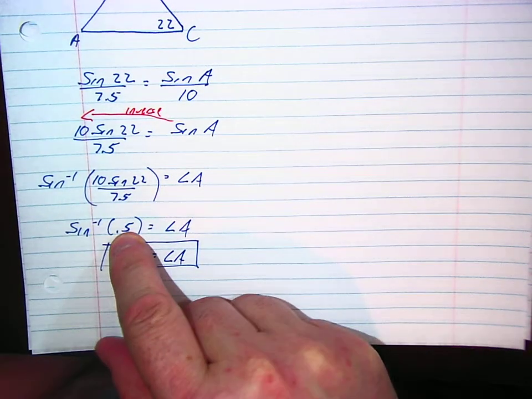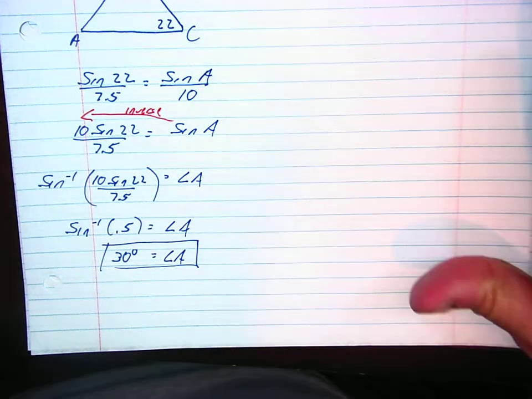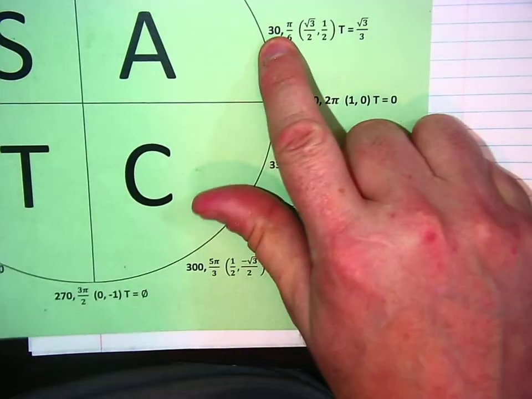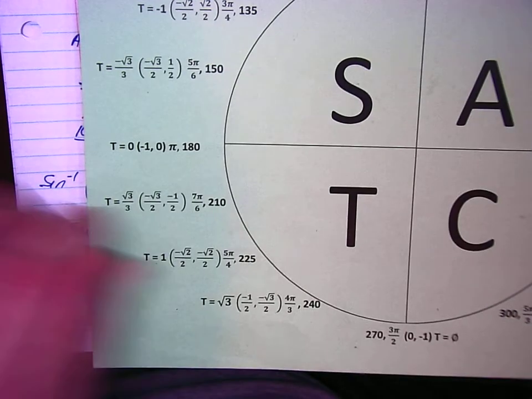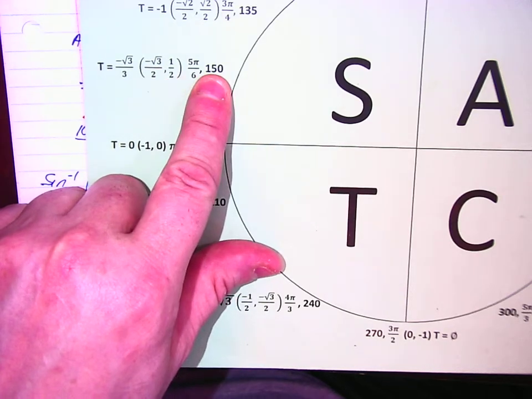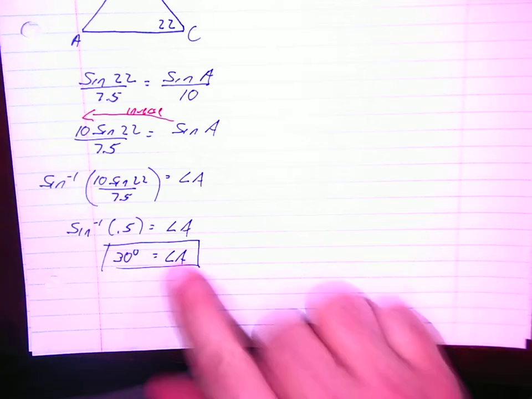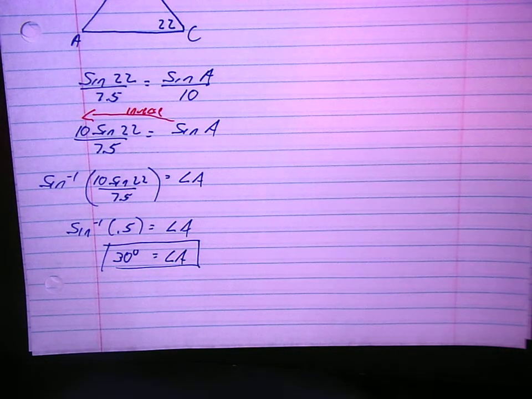0.5 is a half. Here's the problem with the ambiguous case. This is what it's all about right now. 30 degrees is where sine is equal to 1/2. But the problem is, there's a quadrant 2 angle also where sine is 1/2: 150. Which means that angle right there is not the only answer. And that's what the ambiguous case is all about.